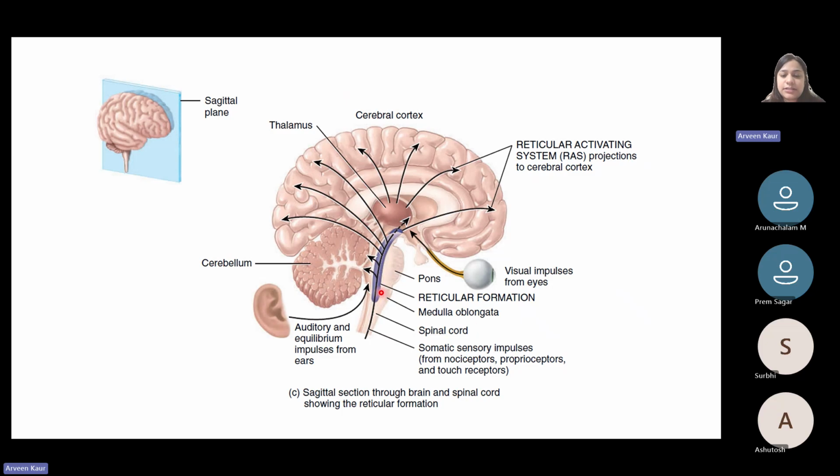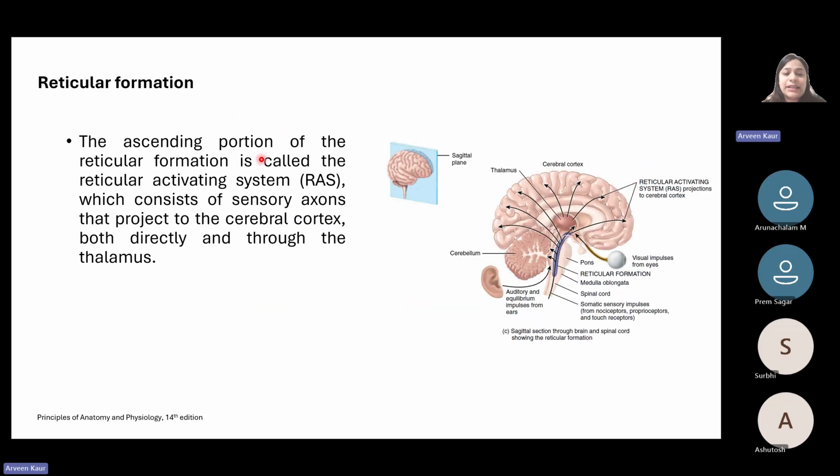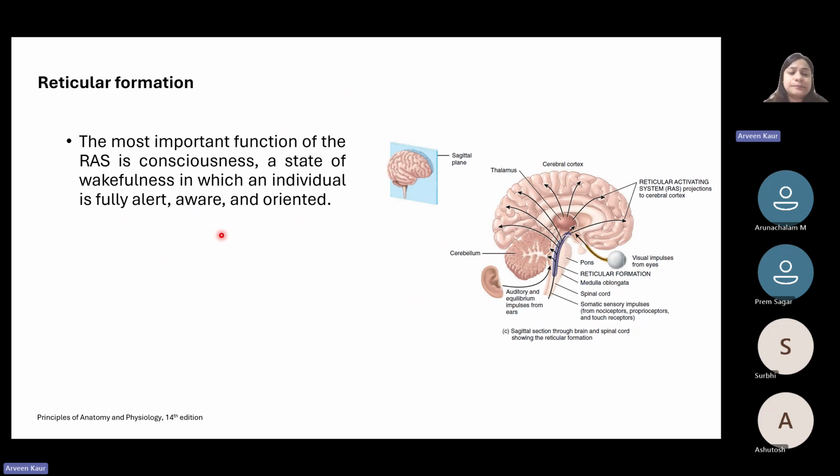So this, for instance, is a reticular formation, right? And this is the reticular activating system or RAS, which projects into the cerebral cortex. So thalamus, hypothalamus, these are the reticular activating systems. The ascending portion of the reticular formation is called the reticular activating system, which consists of sensory axons that project into the cerebral cortex, both directly and through the thalamus, right?